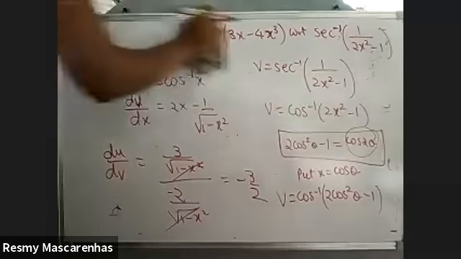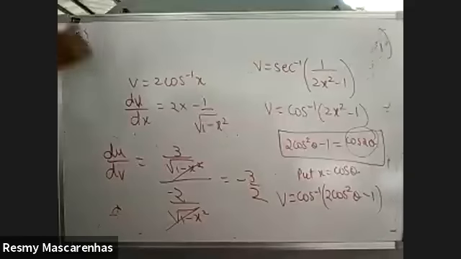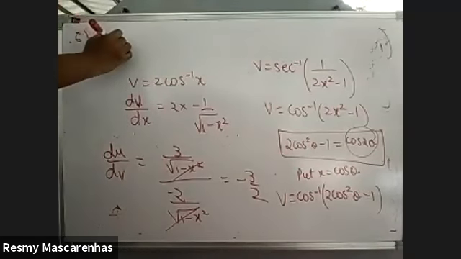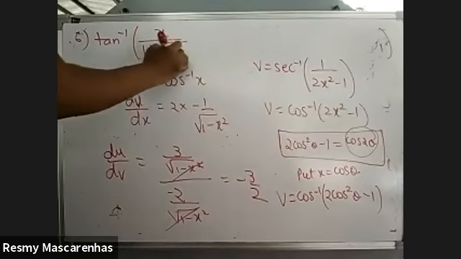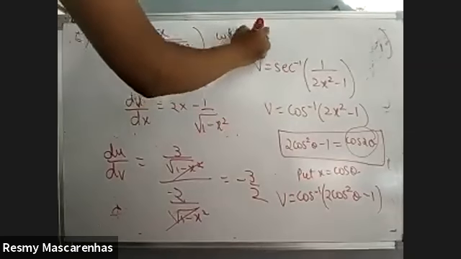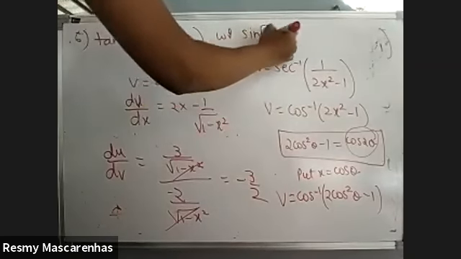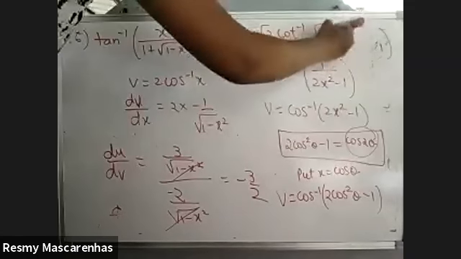You can try the sixth one. Tan inverse of x upon root of 1 minus x square, with respect to sine of cot inverse of root of 1 plus x upon 1 minus x.